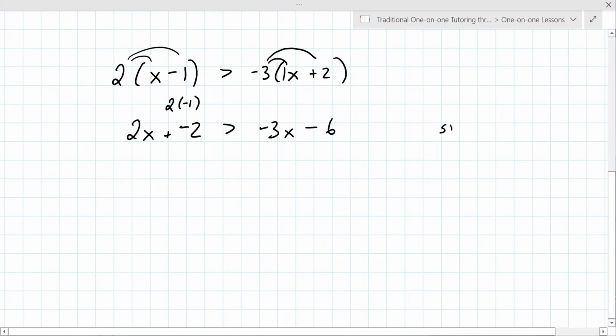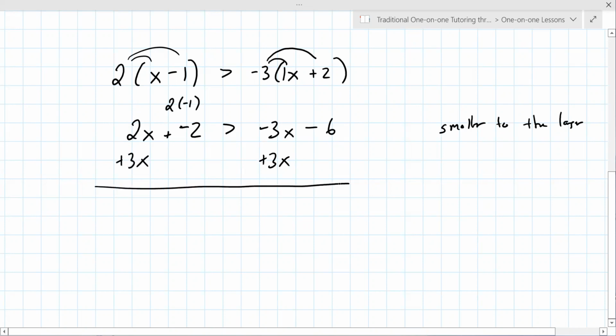You generally move the smaller to the larger. Which is smaller, negative 3x or 2x? Negative 3x. Yeah. So how do you undo a negative? You add 3 to it. Add 3x here. Okay. On the left, what does the left side become? 5x plus negative 2. I'm going to write it as minus 2 for now. Okay. And what do we do from here?